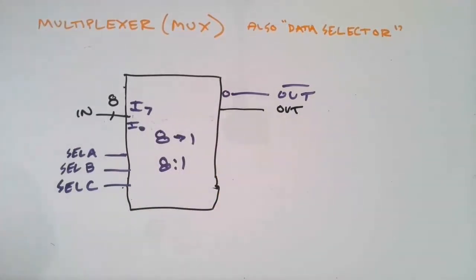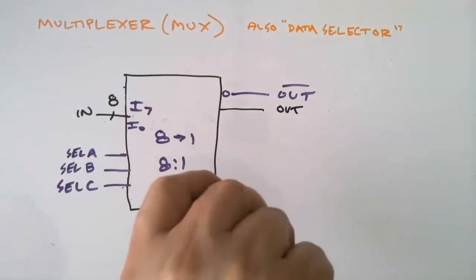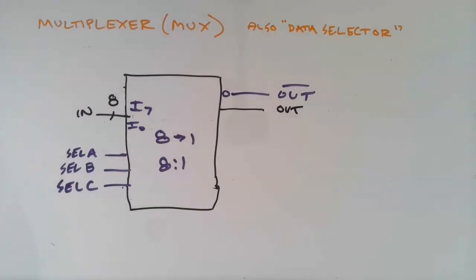You can think of it, another way you can look at it is like a rotary switch, where you're selecting multiple inputs going to one output. But instead of it being manually controlled with your hand, you're using those select inputs to control it.